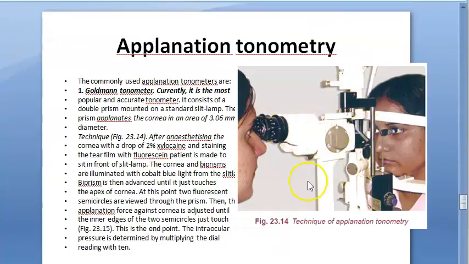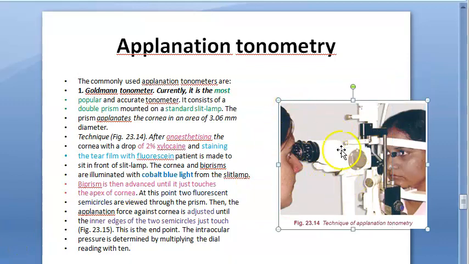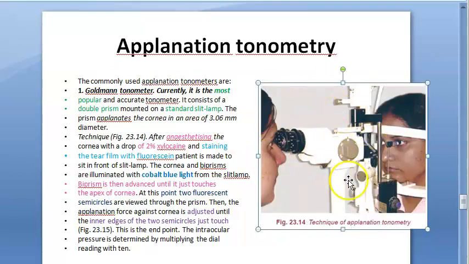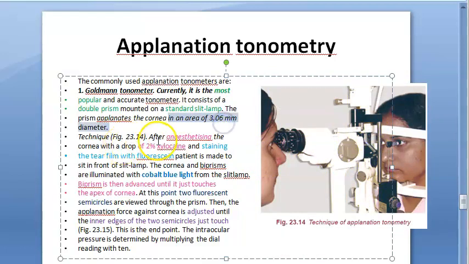So see, this is the technique of Applanation Tonometer. The tonometer is actually here. Can you see? This part is the tonometer. They are looking through this. But anyway, guys, this is just mounted on a standard slit lamp. The Applanation Tonometer, this is the most popular one, the Goldmann Tonometer. It's the accurate one. Here you will have a double prism which is mounted on the standard slit lamp.